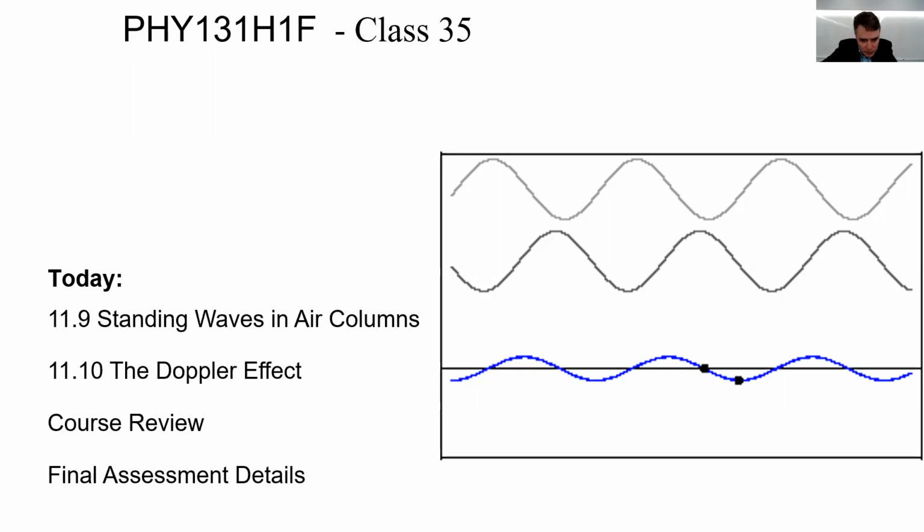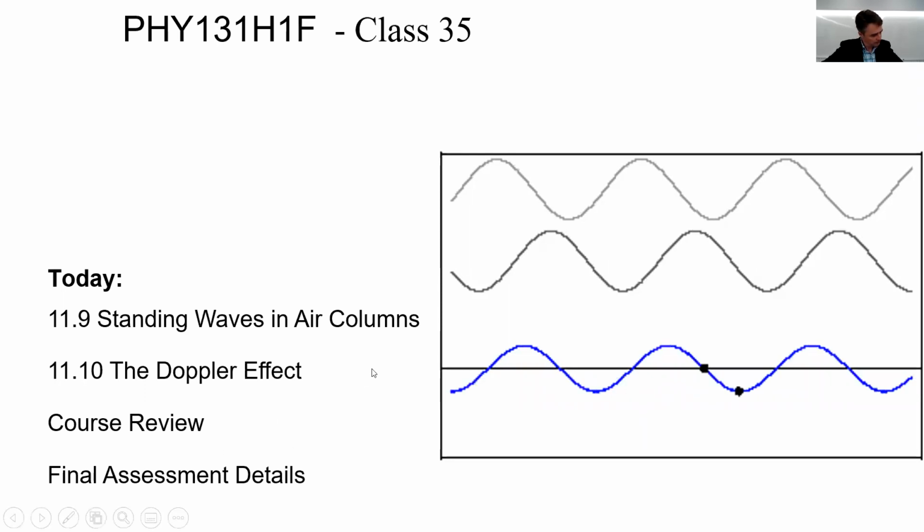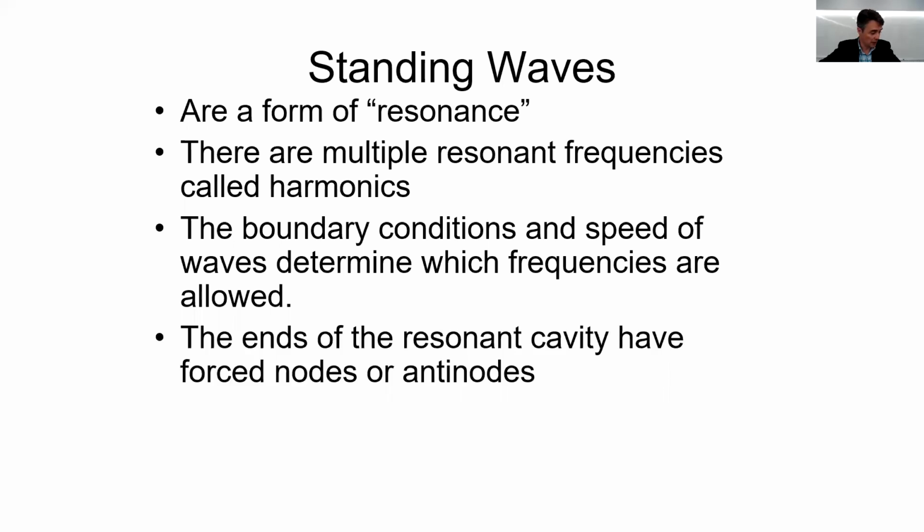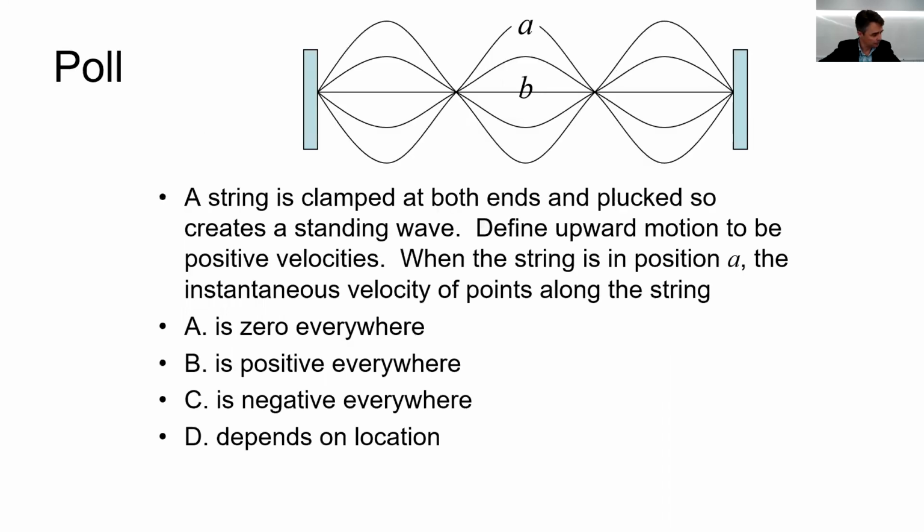Okay, so let's do the first poll. Oh, so first, let's talk about standing waves. So standing waves are a form of resonance. There are multiple resonant frequencies called harmonics. The boundary conditions and the speed of the wave determine which frequencies are allowed. We talked about that a bit last time. So we sometimes call this a resonant cavity. And the ends are usually a forced node, like they are in a string. They can also be a forced antinode if you have a capped end of a tube.